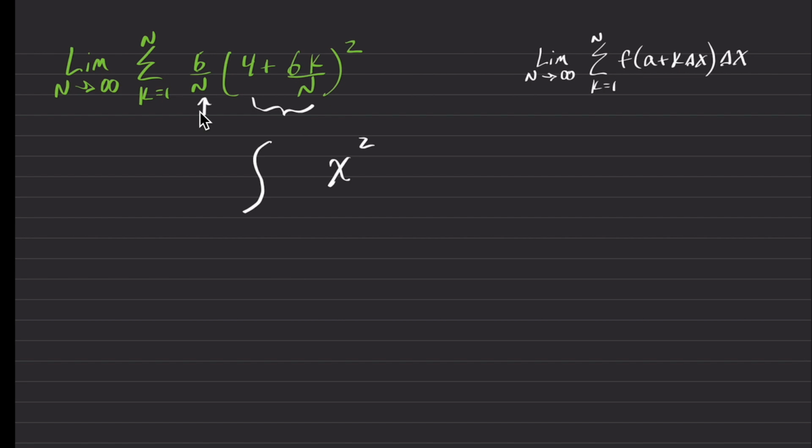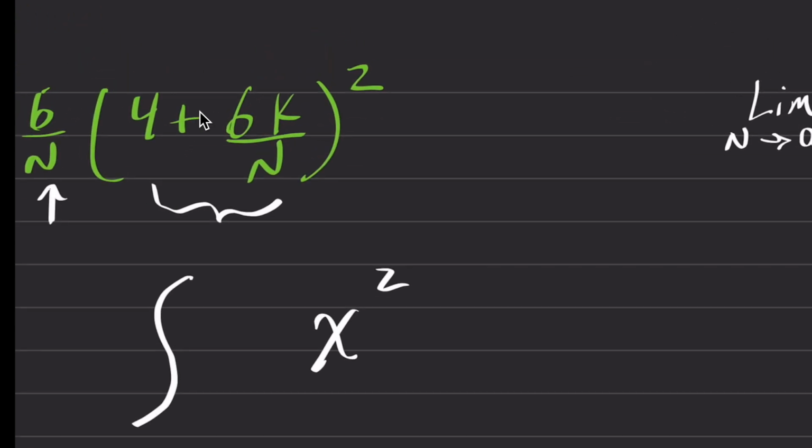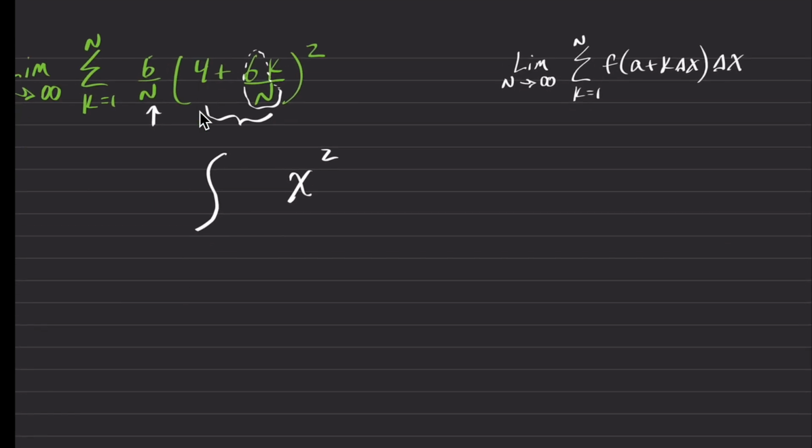It's outside. And to confirm that, if we expand this, you could see here's our delta x in here being multiplied by k. So we have an a value of 4, and we have a delta x value here of 6 over n. We're going to use that to declare the intervals on the definite integral. So right away we know our a value is 4. The only question is, what is the b value?